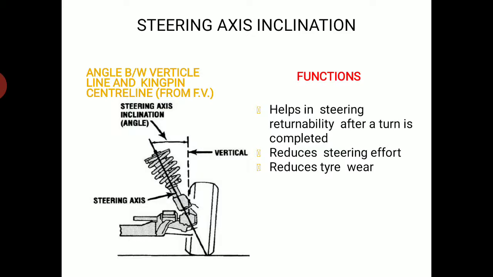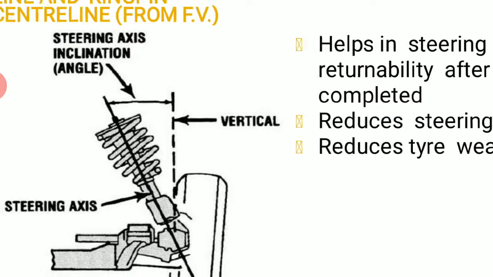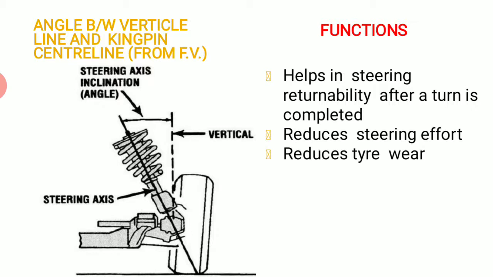So you can see the figure. Steering axis inclination, that is the inclination. What exactly can you see? There is a tire. The tire center axis is a vertical line. Then the steering axis inclination, that is what you can see, the inclined line.